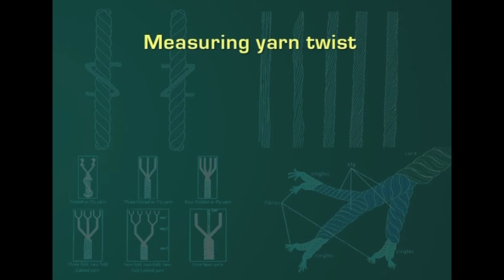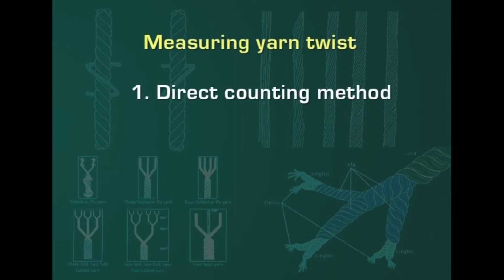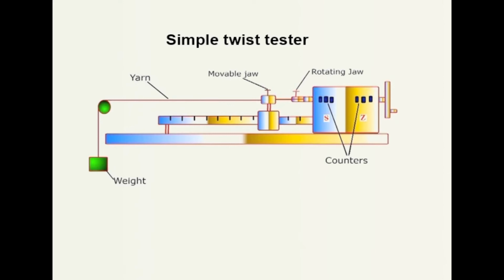Now, how do we measure this yarn twist? We have a direct counting method, which is a very simple one, where we require a magnifying glass. There is a small instrument that can be used, where on the instrument we have two jaws, one movable and the other immovable. The yarn is clamped onto the rotating jaw and the immovable jaw, and at the end of the yarn we have a standard weight to keep the yarn in a straight position.